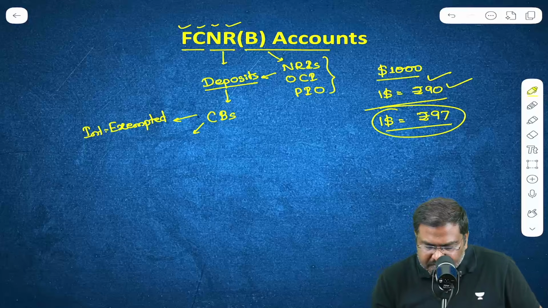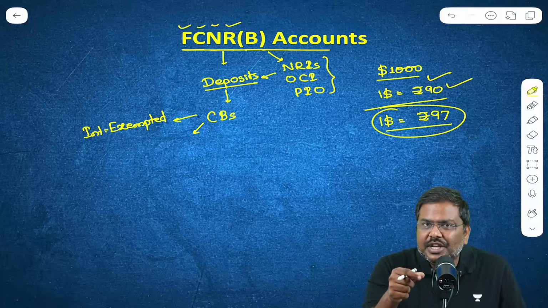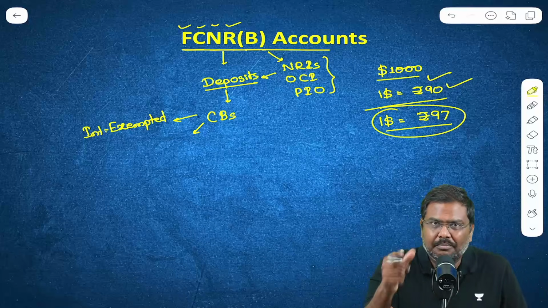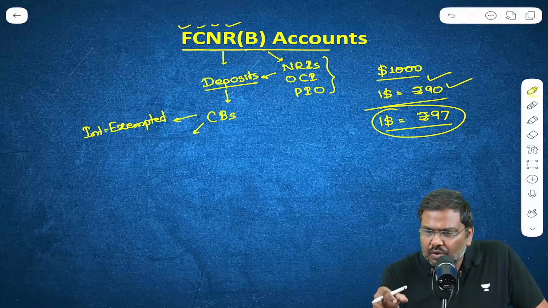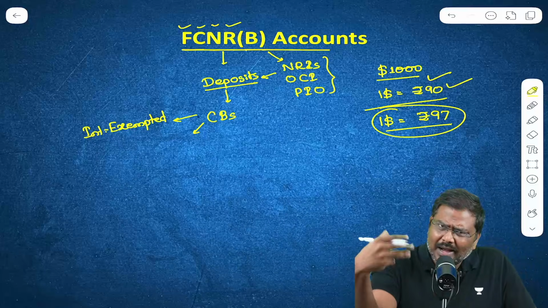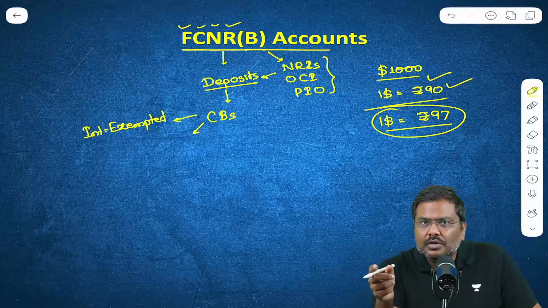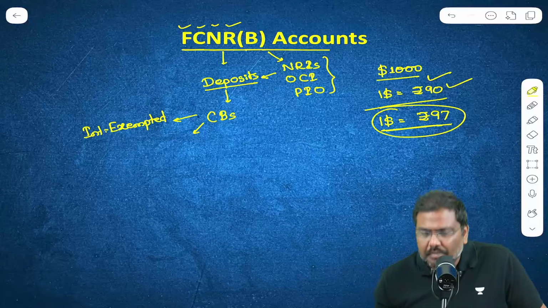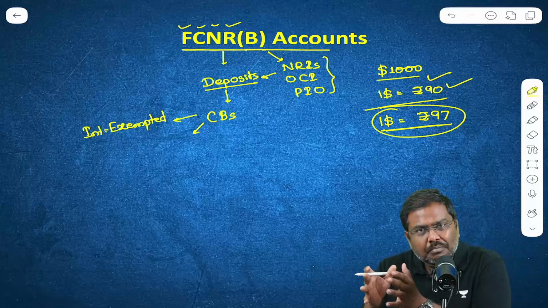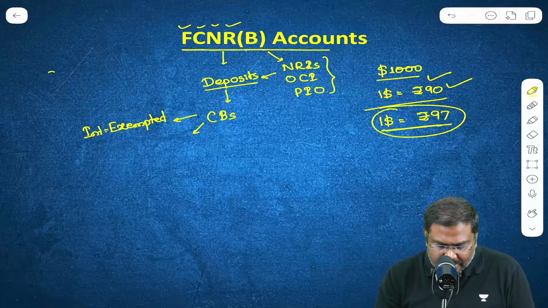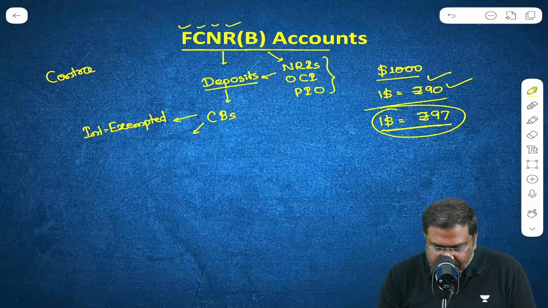And in case of the FCNR B deposits, the exchange rate risk is borne by the banks. So the banks are worried. In addition to the interest rate that I will have to pay again in foreign currencies, I will also have to pay for basically this particular exchange rate risk. So generally what the banks do is they will enter into contracts to hedge the risk.